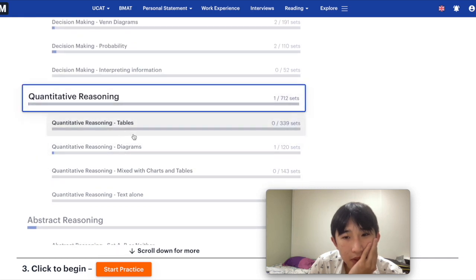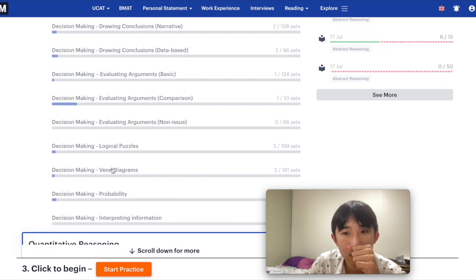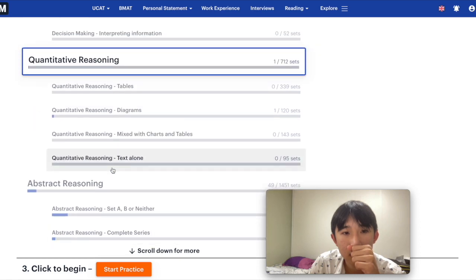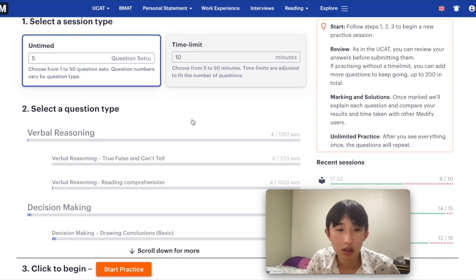So you've got tables, diagrams, mixed with charts and tables, and text alone. Right, let's start.